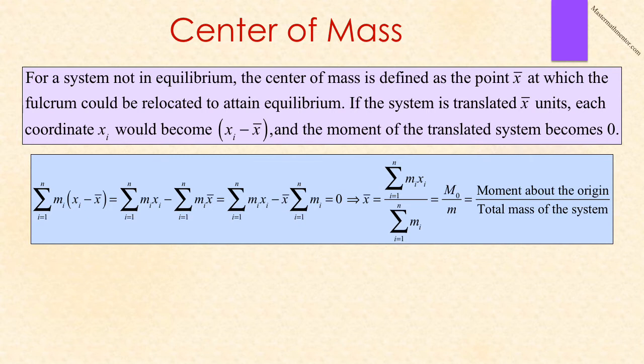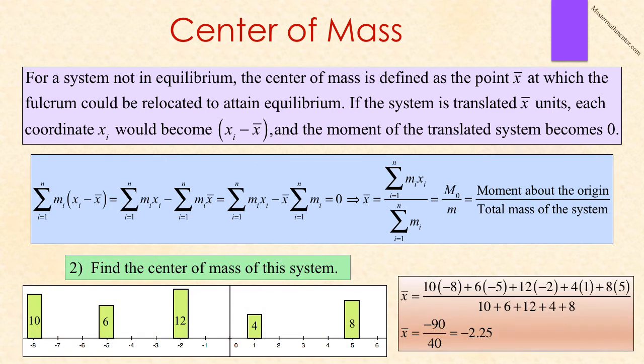So we can solve for x bar. And we get x bar is equal to summation i equals 1 to n of m sub i x sub i over summation i equals 1 to n of m sub i. This is simply equal to M sub 0 over M, where M sub 0 is the moment about the origin, and M is simply the total mass of the system.